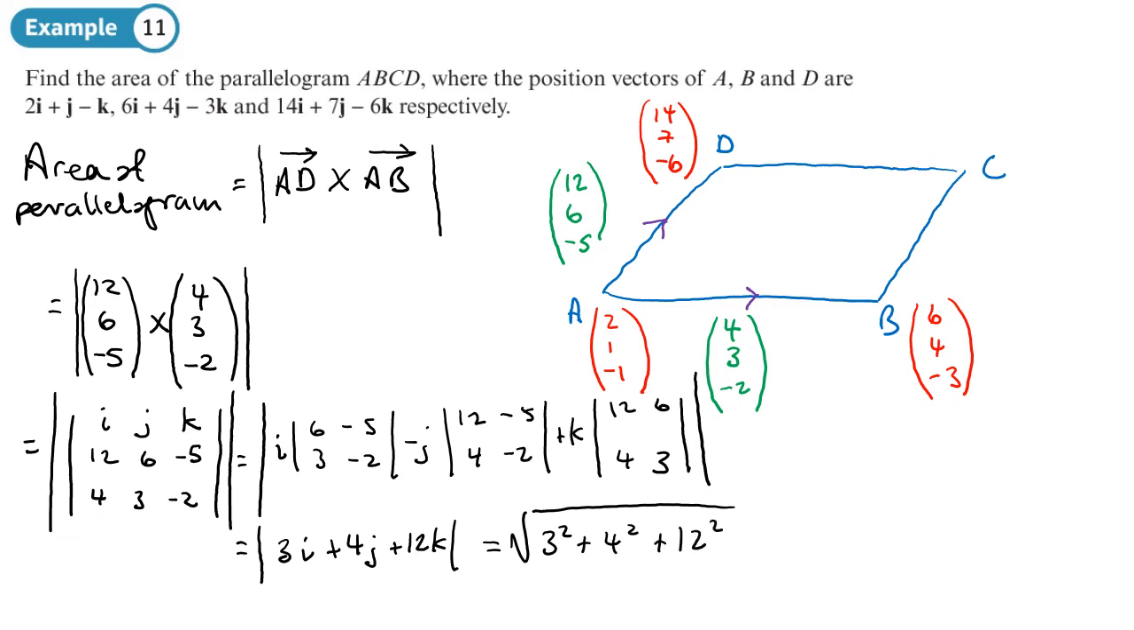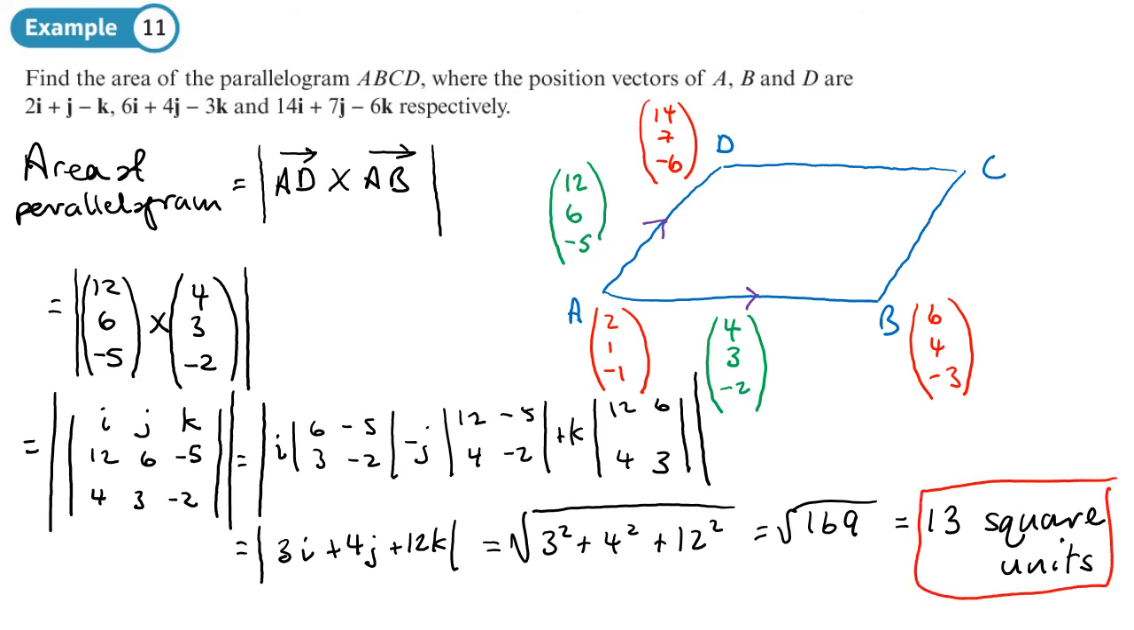So the size of that is going to be Pythagoras on 3, 4, and 12. We don't need to half it, because remember it's a parallelogram, it's like the two triangles. So we want the square root of 9 plus 16 plus 144, which is root 169, which gives 13 square units, whatever those units happen to be. Okay, so that would give us the area of the parallelogram. So you should now be able to do exercise 1b on pages 9 to 11.